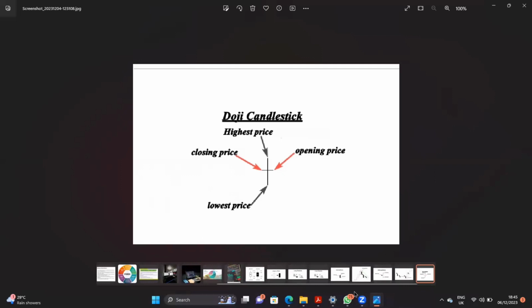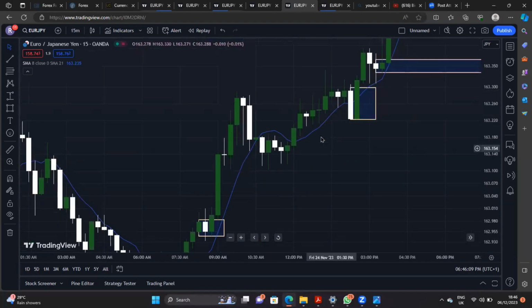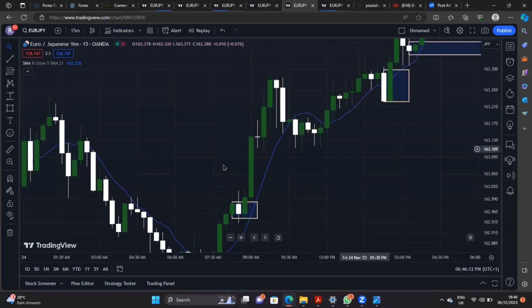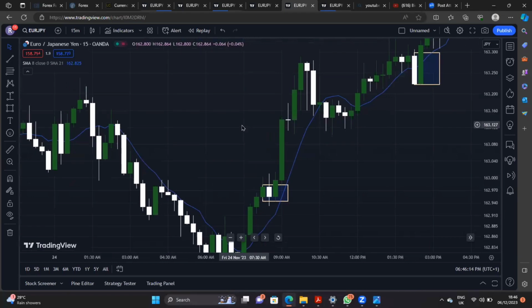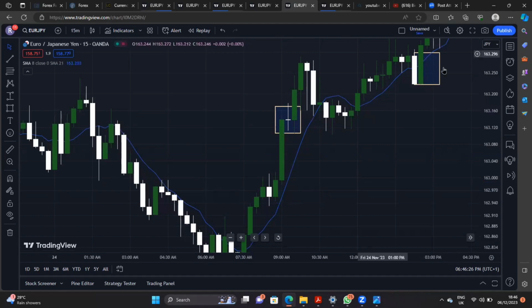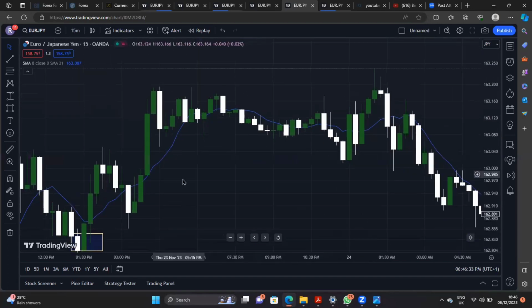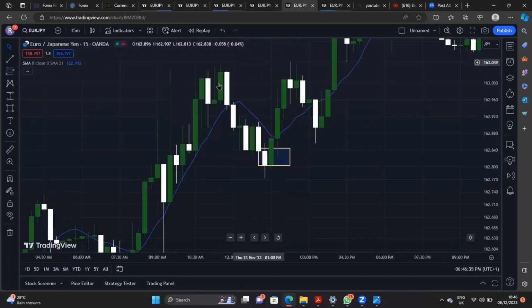All right. So let's look at figuring out doji candlesticks on the chart. Now we see a doji here, right here. We see a doji here. That's a doji candle, right? We see a doji there. All right. We're still going to look for more doji candles.